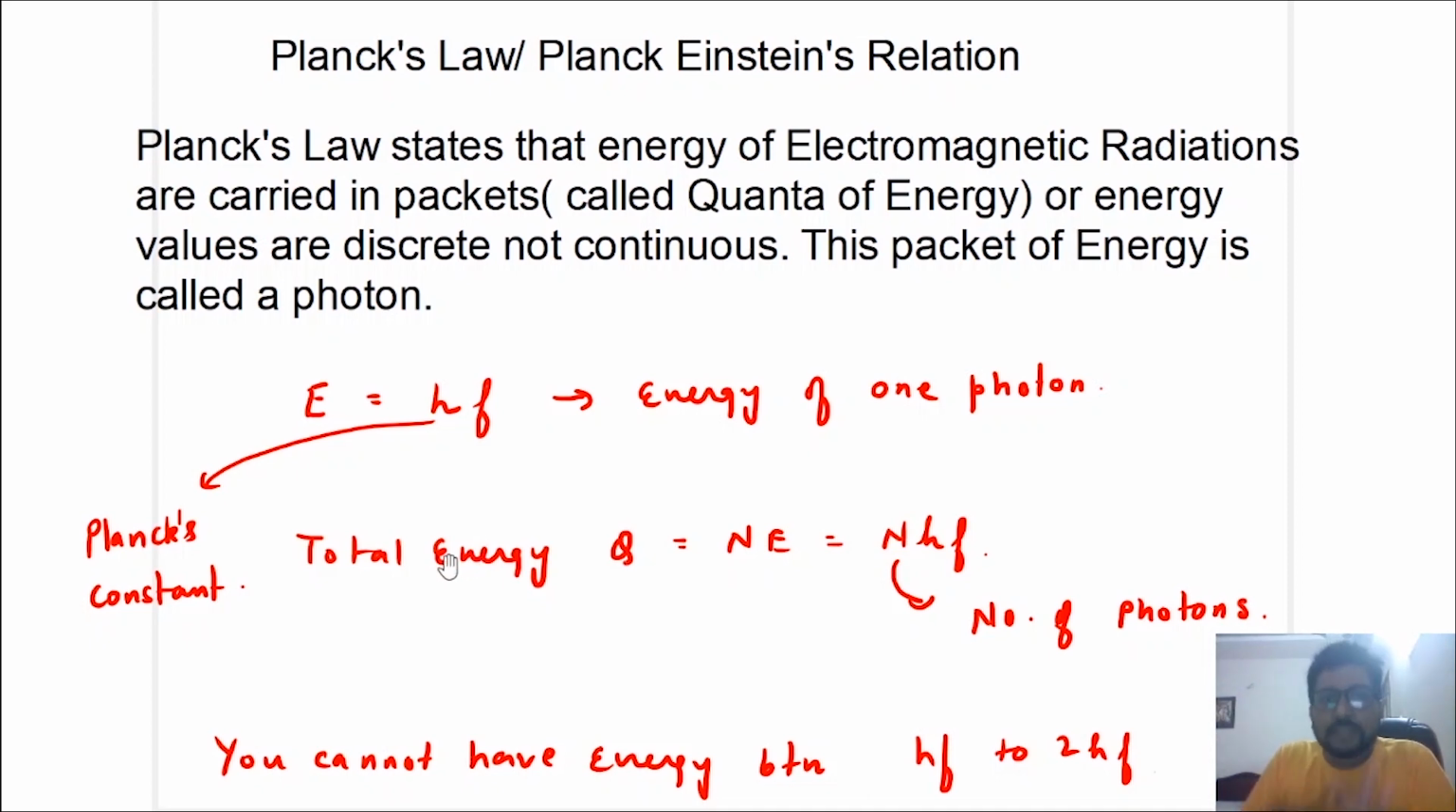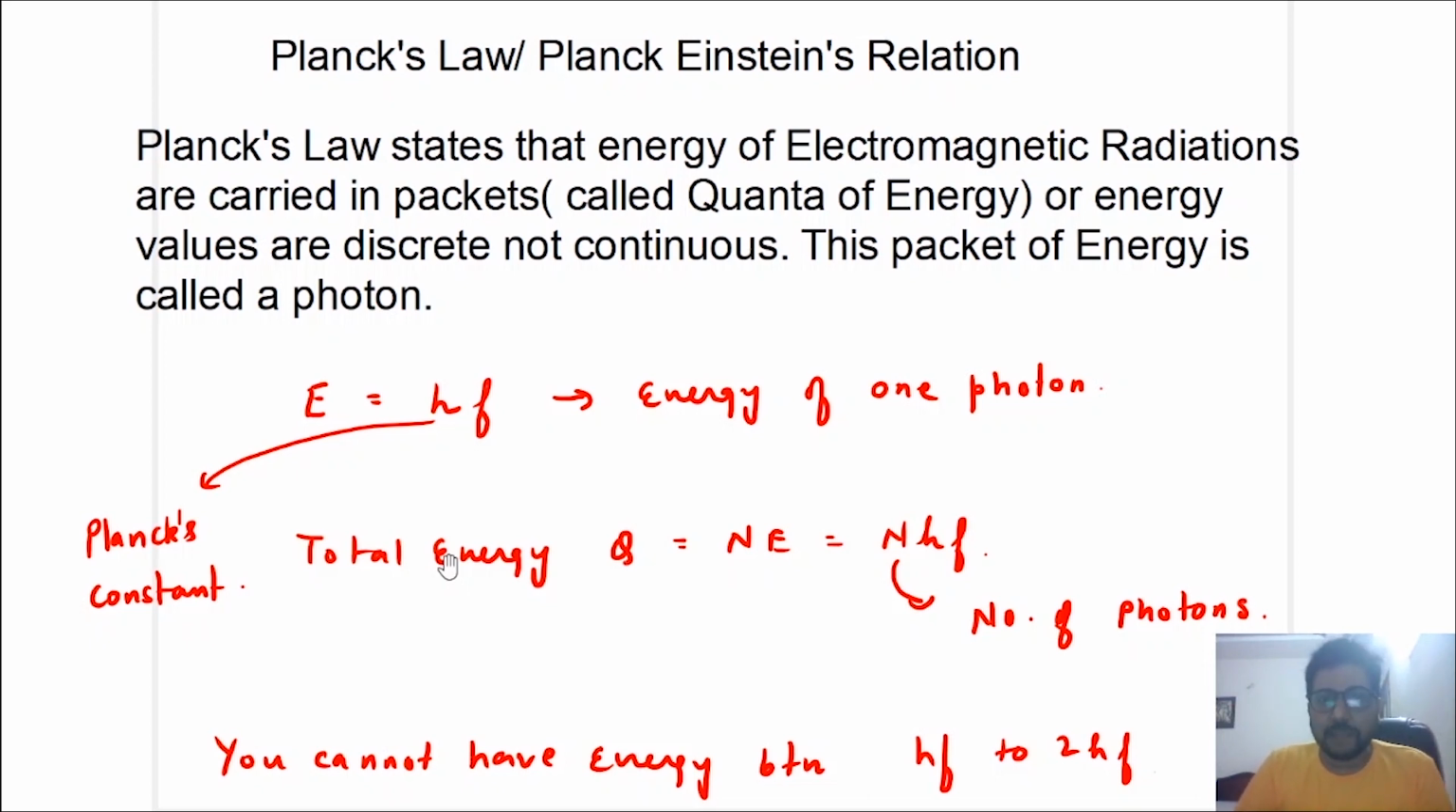Because electromagnetic waves have dual nature. They have wave nature, so they have wavelength and frequency, but they also have particle nature. The electromagnetic radiation consists of elementary particles called photons. He also called them quanta. So the energy of one such photon is equal to hf.